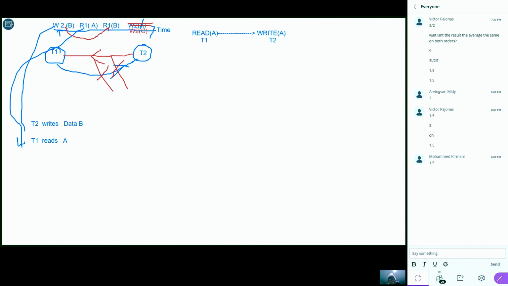That's it. So that is a serial schedule. And what's the schedule? T2 comes first. First T2, then T1. That's the serial schedule. Let's look at one of the examples in the handout quickly. Let's look at that for a minute.